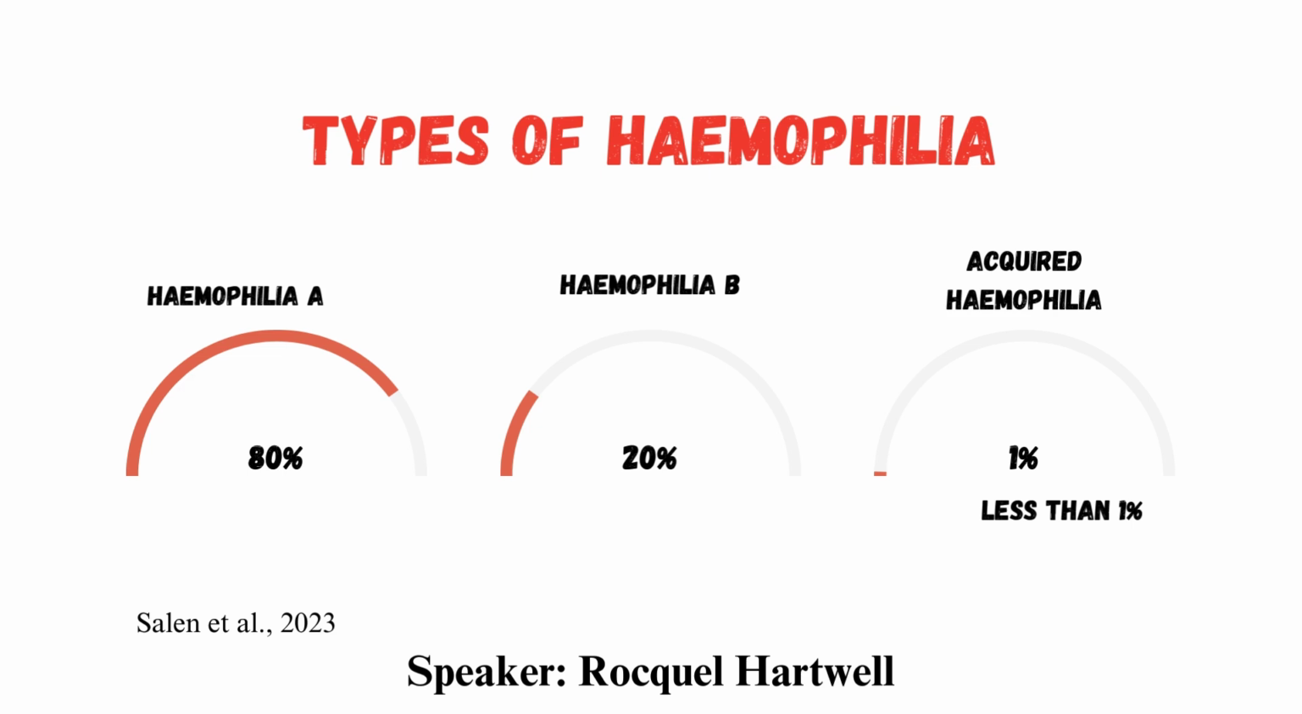Types of hemophilia. There are three types of hemophilia. Hemophilia A, which affects 80% of people living with hemophilia, and this is a deficiency in factor 8. Hemophilia B, which affects 20% of people living with hemophilia, and this is a deficiency in factor 9. Acquired hemophilia, which affects less than 1% of people living with hemophilia, and this is an autoimmune disorder which occurs when the immune system attacks healthy cells and tissues.